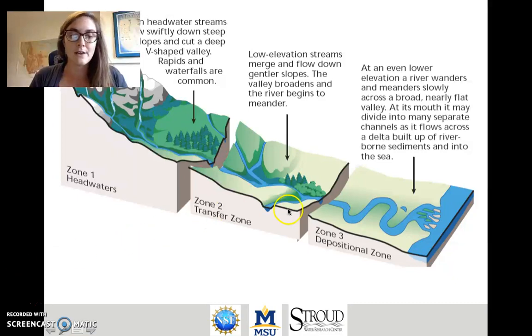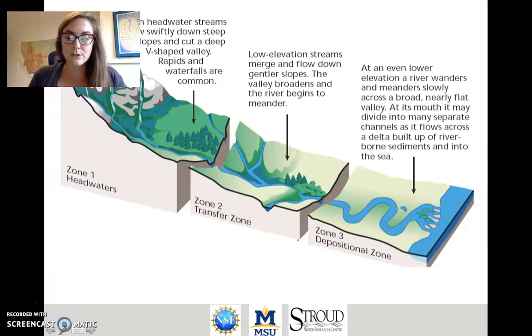And finally, zone 3, which is the depositional zone, occurs at very low elevation, where the valley is very broad and almost flat so that there's almost no slope to the river. The water's moving relatively slowly, and eventually you may even form very wide meanders, which are shown here, these large S-shaped curves, or multiple channels.